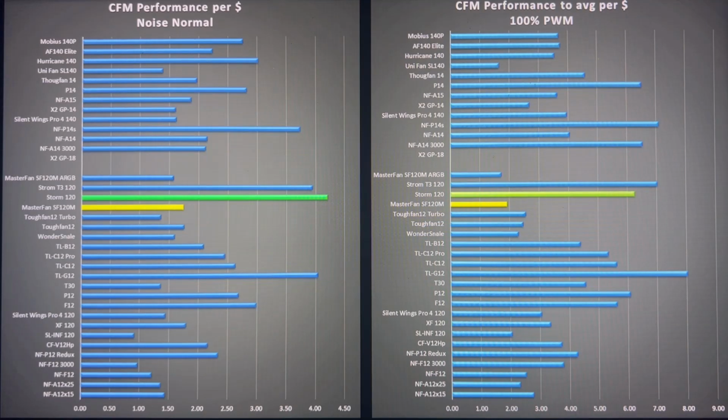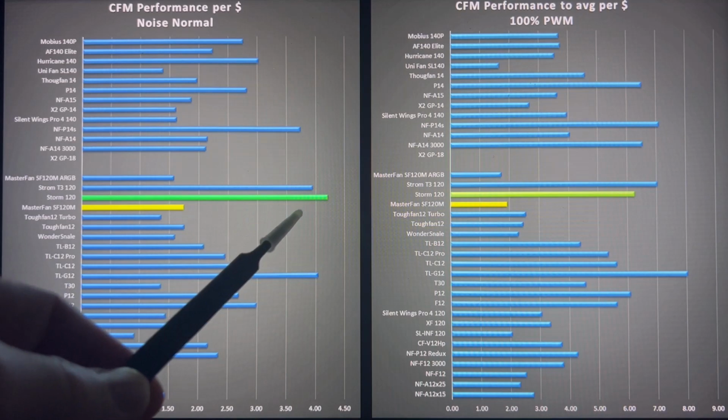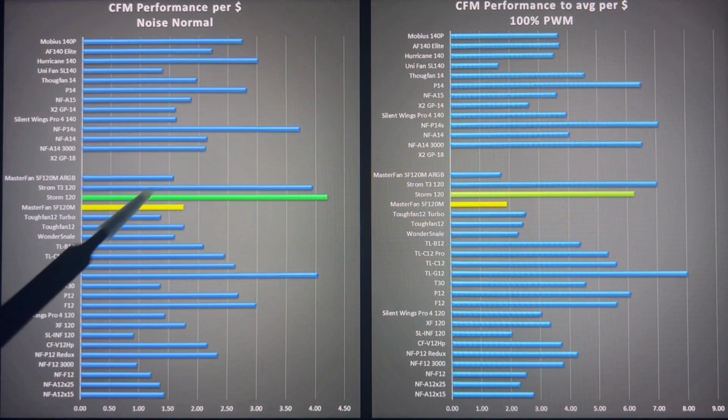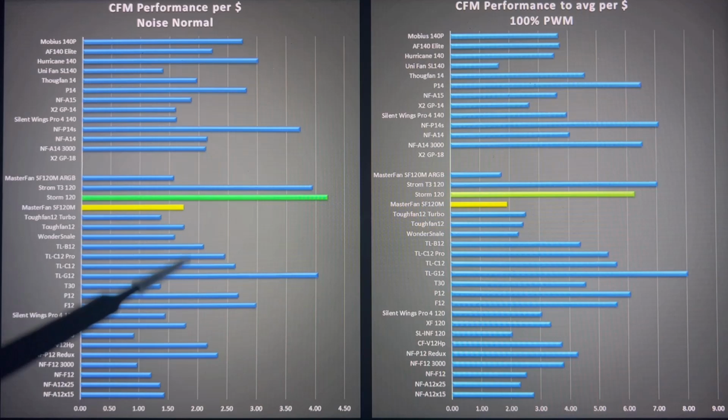Taking a look at CFM per dollar performance, the Storm, it's a chart topper. It is a truly excellent result in this noise normalized test. And the Masterfan SF120M is still slightly above average, with the ARGB version just a little bit behind it. So it's not a bad result. It is a good fan for its price.